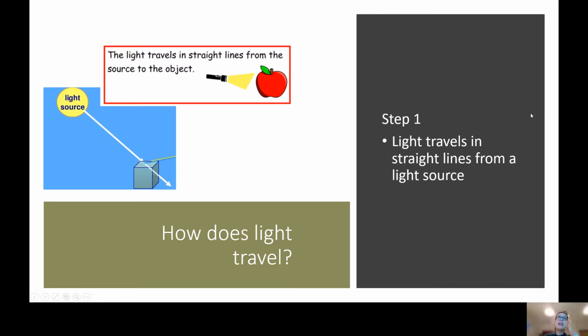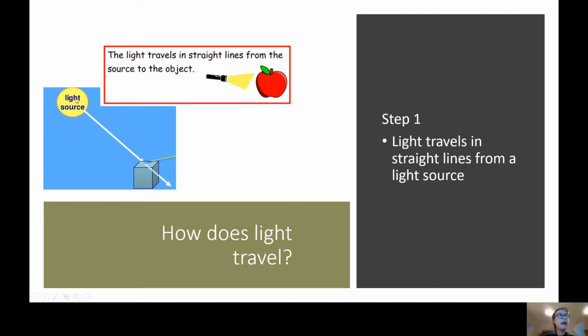So how does light travel? Step 1, light travels in straight lines from a light source. So a light source can be anything from a lamp to the sun to a torch to a phone. Last week we looked at different types of light sources.